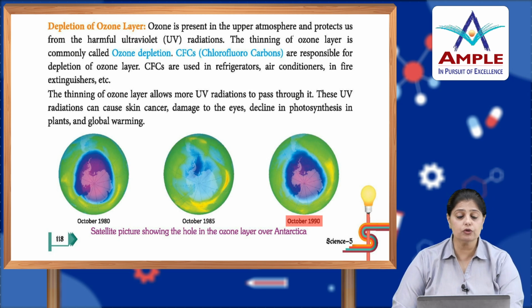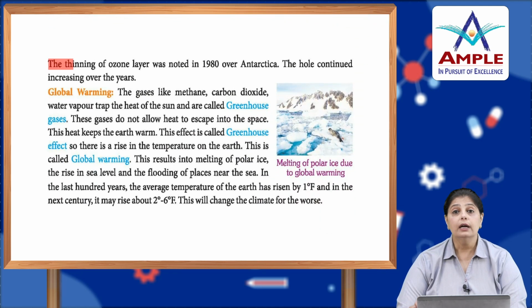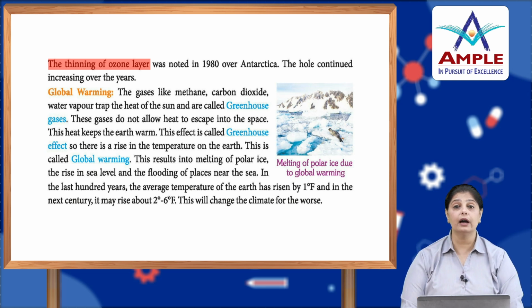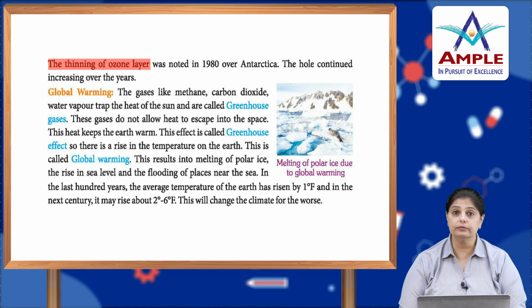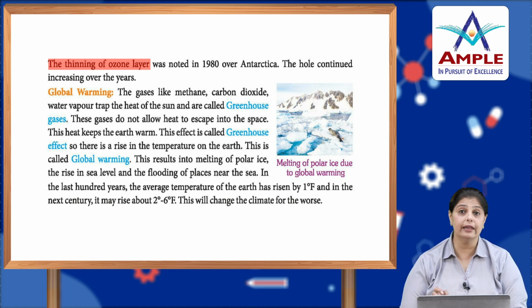So, what is this ozone depletion? As I already explained, there is an ozone layer in the atmosphere which protects us from the harmful UV rays or ultraviolet rays. This thinning of the ozone layer is known as ozone depletion. There is something called CFC, which is chlorofluorocarbon, and this is mainly the reason why this layer is getting depleted. Now, where do we find these CFCs? In refrigerators, in air conditioners, in fire extinguishers and all.